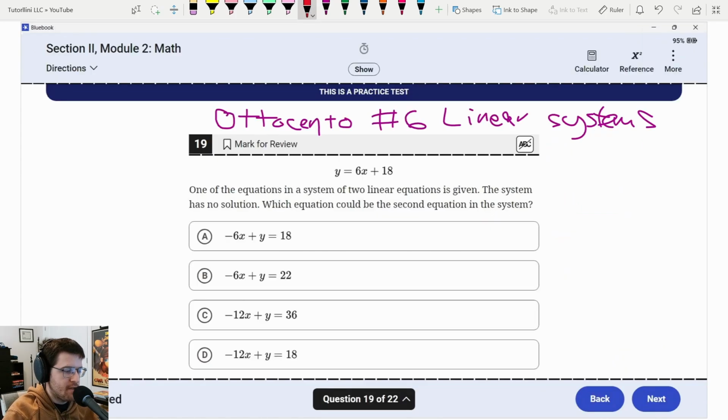Okay, question 19. I'll go over this in great detail in my auto channel number 6 on linear systems. Please go watch it. It's probably the best video I've ever made. All right, so this one says it has no solution. These are all pretty close to slope-intercept form, so let's use that. When we have no solution in slope-intercept form, we have the same slope and different y-intercepts. So that's what we're looking for.